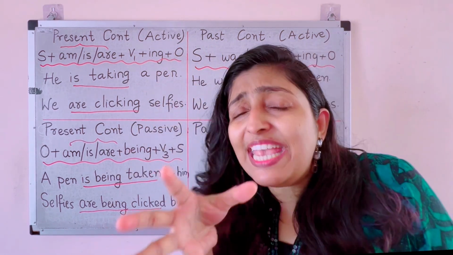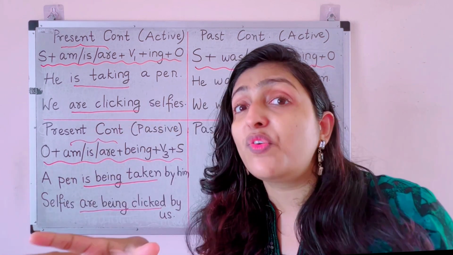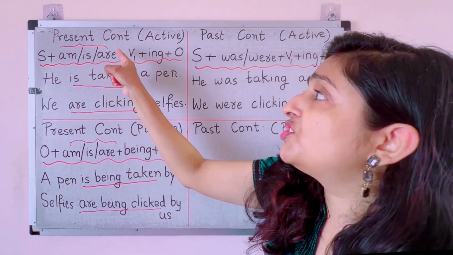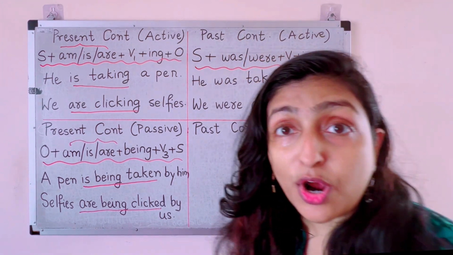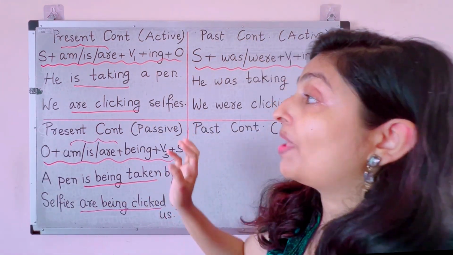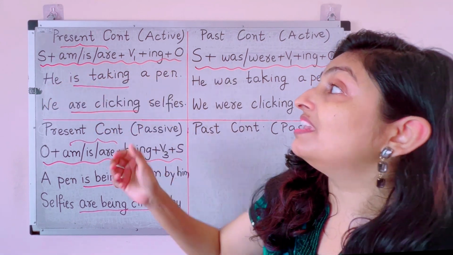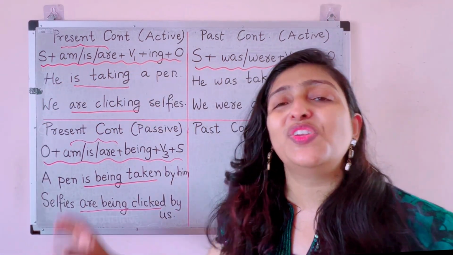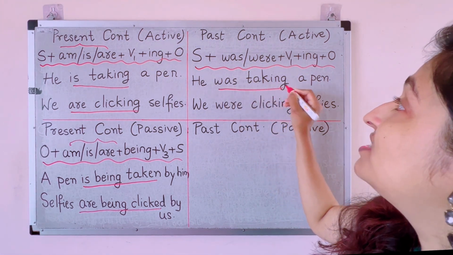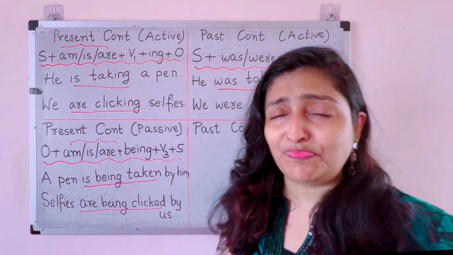The only change is in the auxiliary verbs. Past tense of is becomes was. Past tense of are becomes were. So let's look at the shift in the examples as well. He is taking a pen in present continuous. It changes to he was taking a pen.